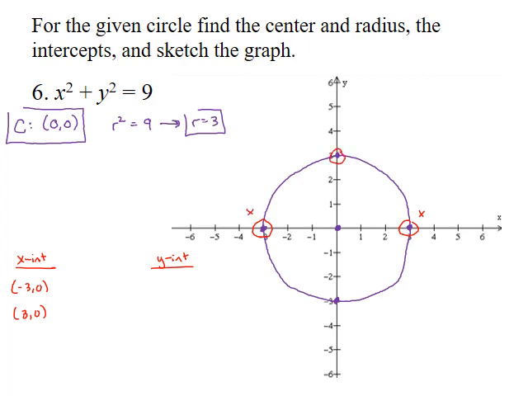And then it also crosses the y-axis twice, which would be 0, 3 and 0, -3. Those would be your y-intercepts. There's no need to do any fancy algebra. In some cases, just drawing the graph first makes it easier to recognize the x and y intercepts. So very good.